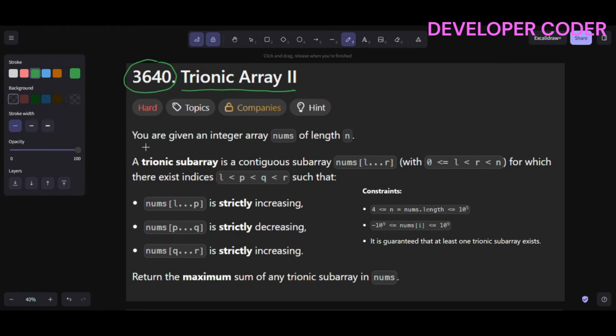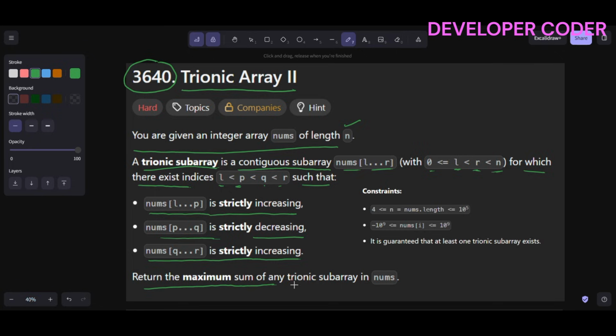So don't worry. In this problem, you are given an integer array nums of length n. A trionic subarray is a contiguous subarray from nums L to R, where L is greater than or equal to 0, L is less than R, and R is less than n, for which there exist indices L is less than P, P is less than Q, Q is less than R, such that nums of L to P is strictly increasing, nums of P to Q is strictly decreasing, nums of Q to R is strictly increasing, just like yesterday's problem. But in this problem, we have to return the maximum sum of any trionic subarray in nums.